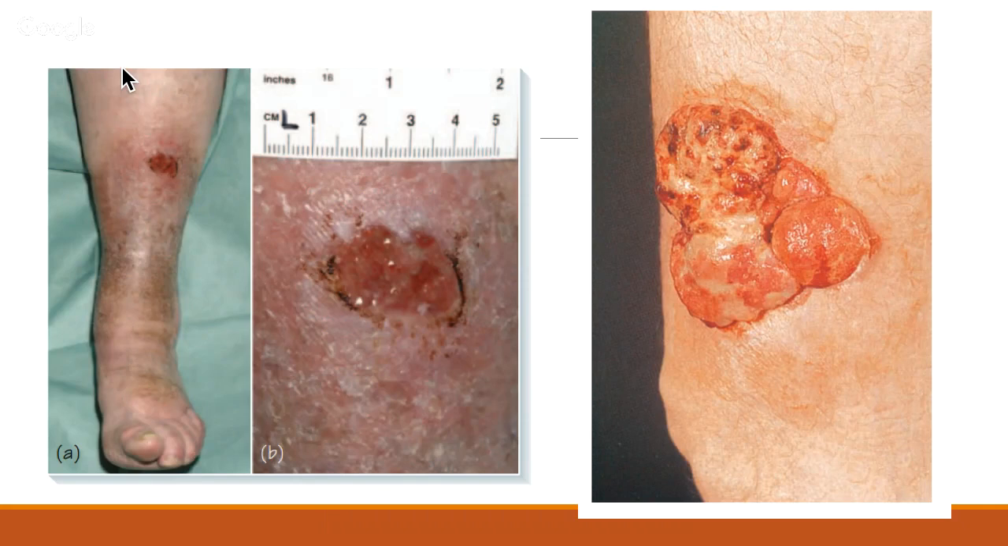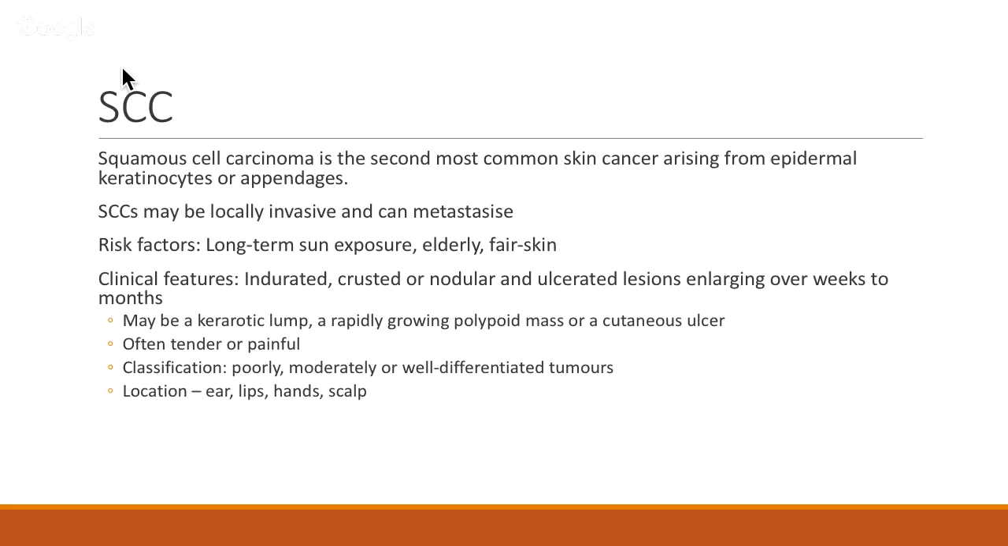So this one is more malignant looking. This one's an SCC. So it's the second most common skin cancer. Does anyone know what the most common skin cancer is? Yep, BCC. So SCC is second most common. Risk factors, as I mentioned before, are long-term exposure to UV radiation, whereas later on, we'll talk about a lesion which is more associated with intermittent high dose exposure. So clinical features are that indurated, crusted and nodular ulcerated lesion. And the main distinguishing feature is that it will enlarge over weeks to months. So it's changing. It's often tender or painful because it's invading the lower tissues.